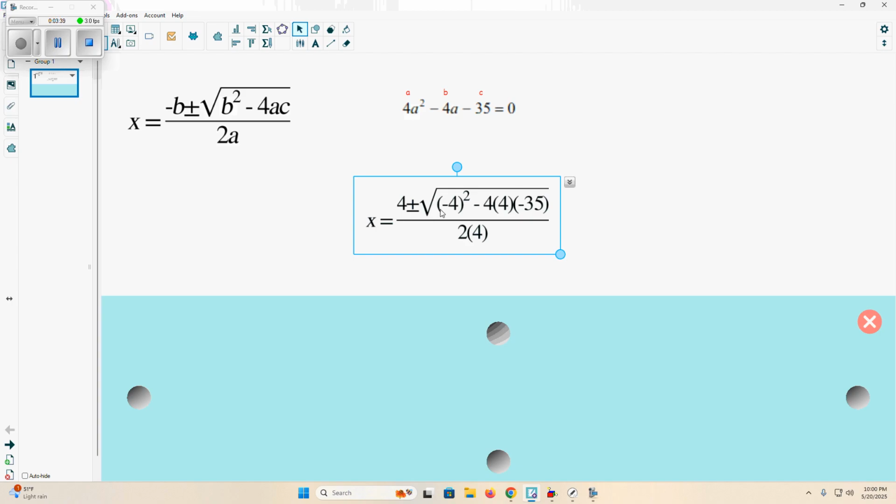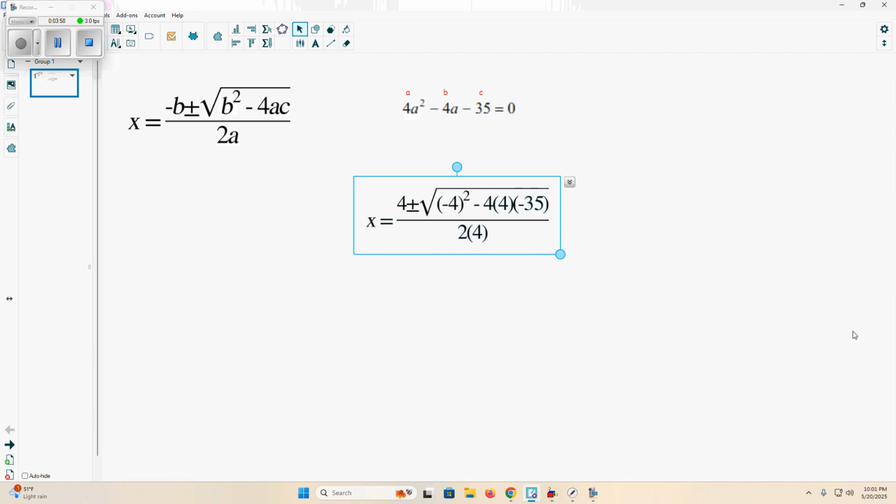So you're going to take the square root of the square of b minus 4 times a, which is also 4, times c, which is negative 35, all divided by 2a, which is 2 times 4. So that being said, if we look at that, now I'm going to try to write with my mouse. It's going to be scary, but I think I can handle it.